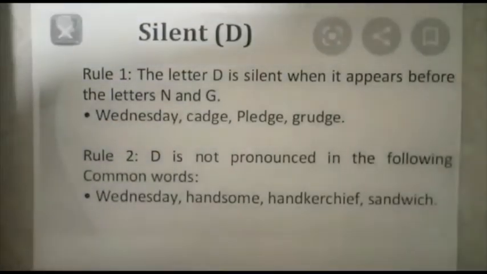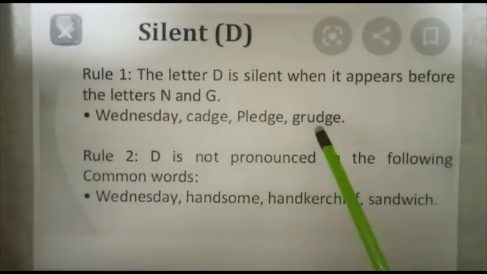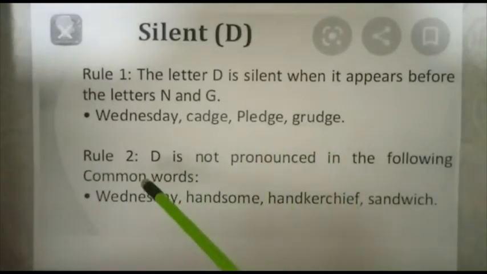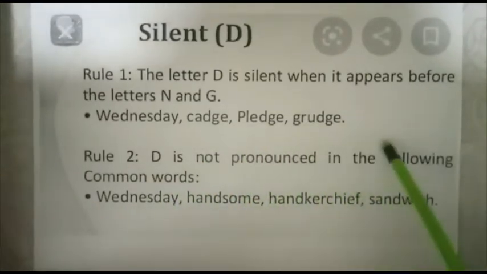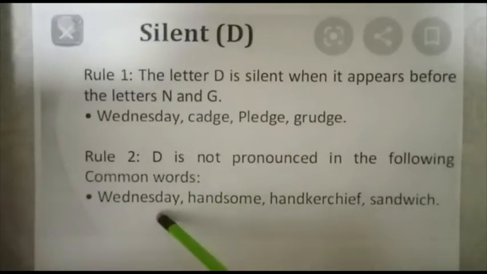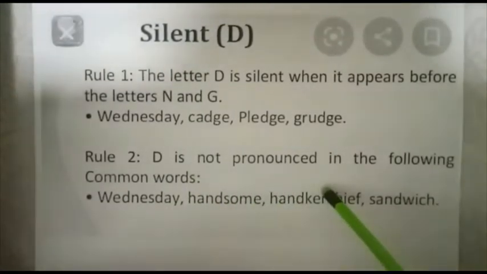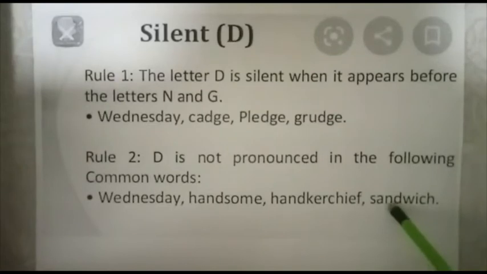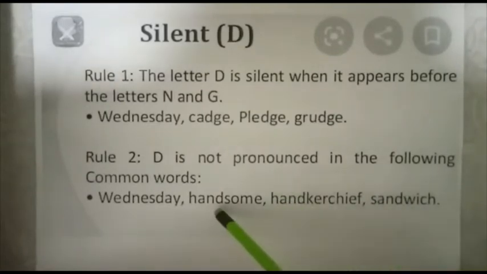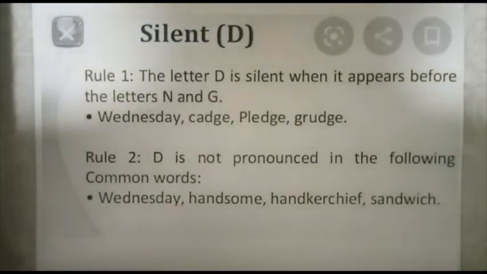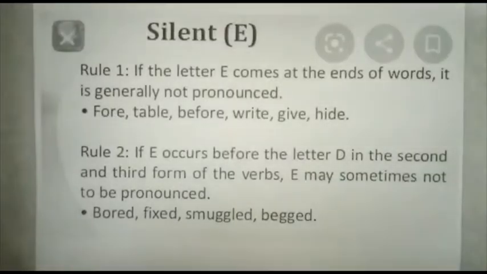Okay, D is also silent in some ways. Rule number 1: the letter D is silent when it appears before the letters N and G. Wednesday, catch, pledge, grudge. Rule number 2: D is not pronounced in the following common words. Wednesday, handsome, handkerchief, sandwich. So D is silent in these words. We cannot pronounce D in Wednesday, handsome, handkerchief, sandwich.